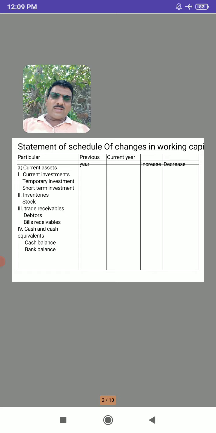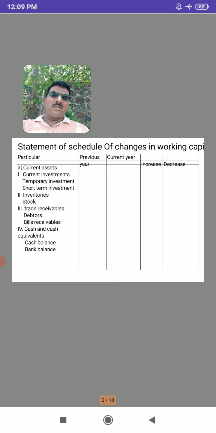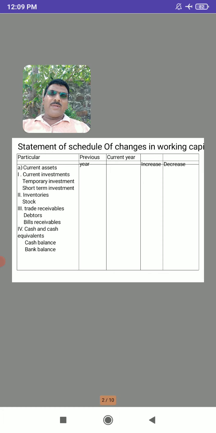And we have to see whether there is an increase or decrease in the value of debtors or bills receivable, and whether it is an increase or decrease, we have to write it in its correct column. Because if you record it in a wrong column, the problem would be wrong, or we may get a wrong answer.